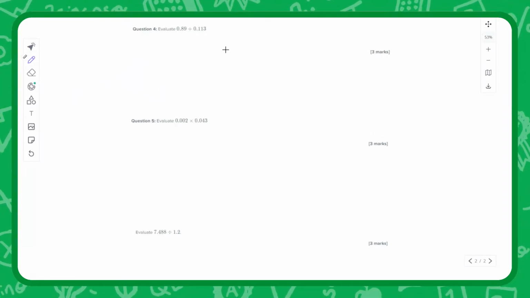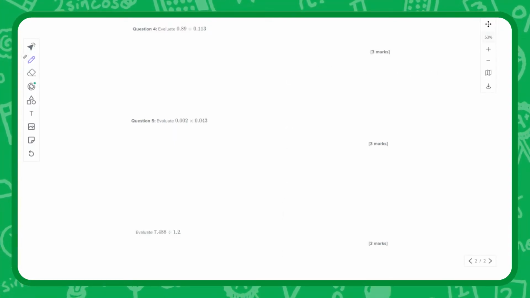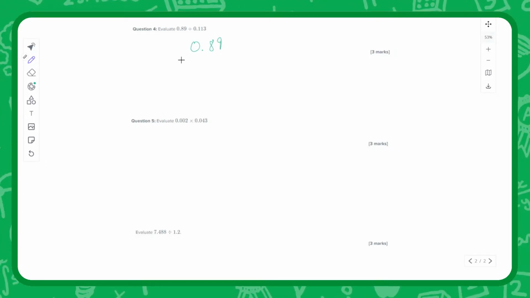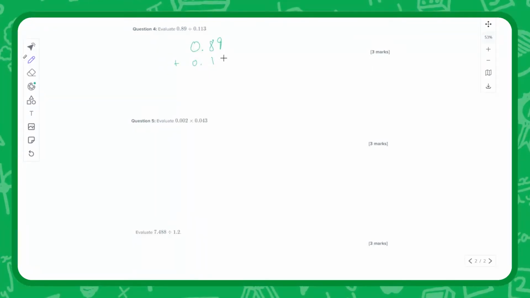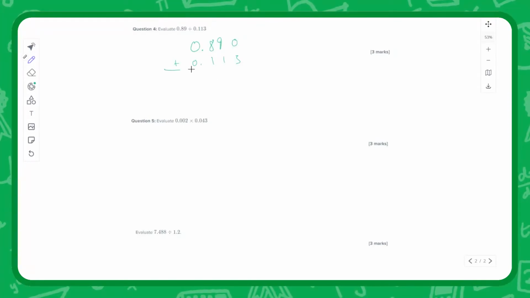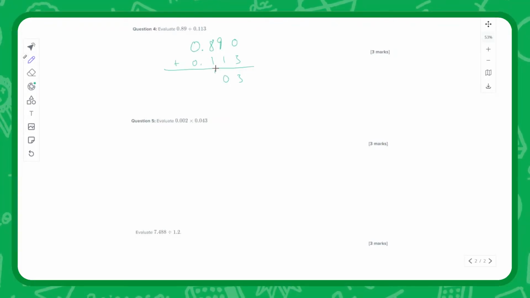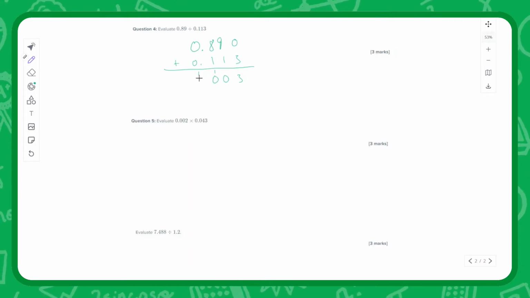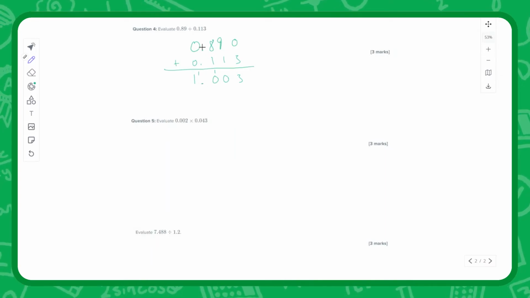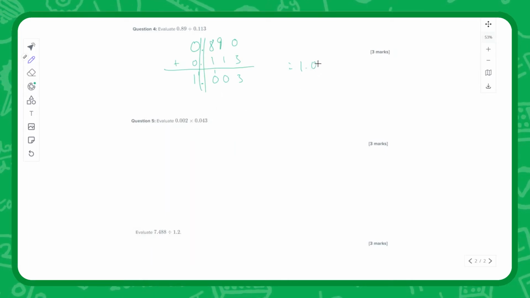Right, so if we're doing 0.89 plus 0.113, we're going to lay this out as we did on the previous page. So we've got 0.89 plus 0.113. And I might just put a 0 there just to make it slightly easier. So we do 0 plus 3, we get 3. 1 plus 9, we get 10, so we carry the 1. 8 plus 1 plus 1, we get 10, so we carry the 1 again. And 0 plus 0 is just 0, add the 1, you get 1. And our decimal point stays in that same column as it always does. So our final answer is going to be 1.003.